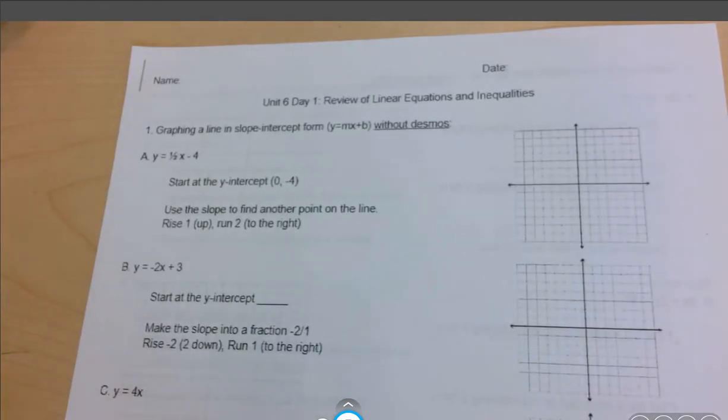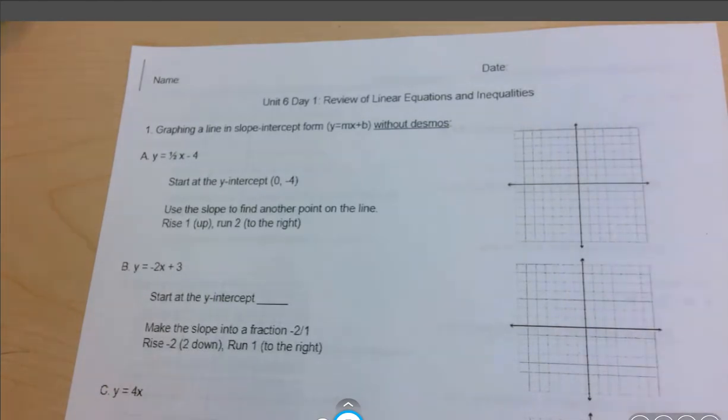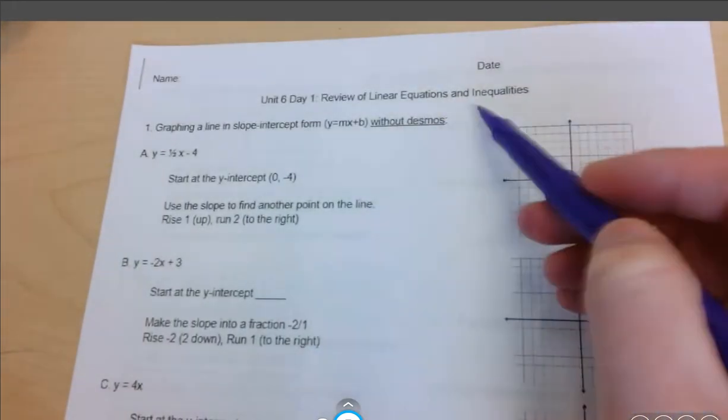So in this unit, we're going to learn about linear programming, and linear programming is going to use linear inequalities to solve some optimization problems. And we will use that in the real world situation of planning a bake sale. But for now, we need to practice some of your linear skills. We want you to be familiar with them even without Desmos, because it just means that everything's going to go more quickly for you. So the first one says graphing a line in slope-intercept form without Desmos.